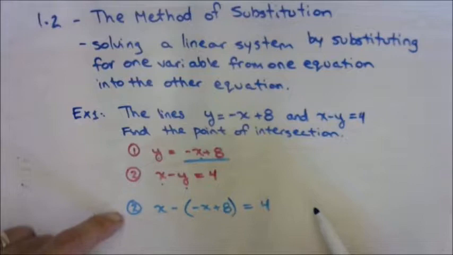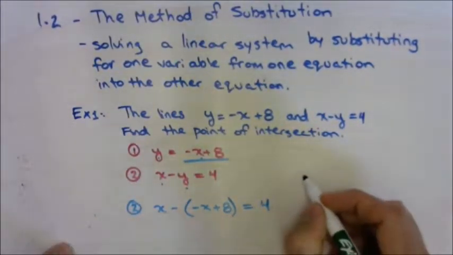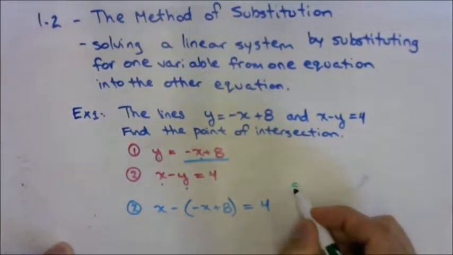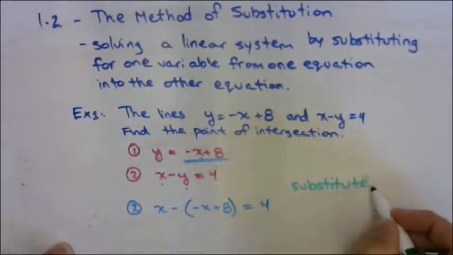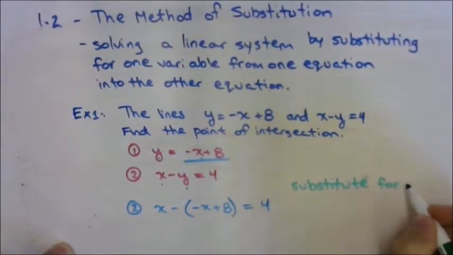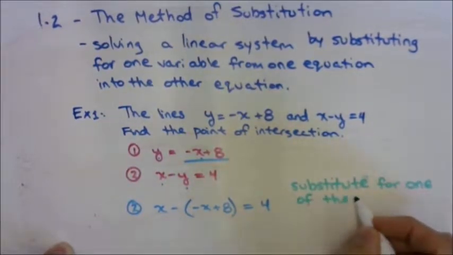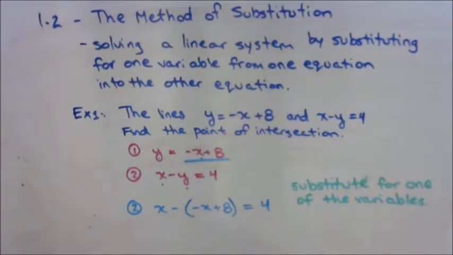Okay? So step 1, substitute one value for another. So substitute for one of the variables. Step 1, if you want to just write what we did, we substitute for one of the variables. We substituted for y, and now we have x's by itself. Okay?